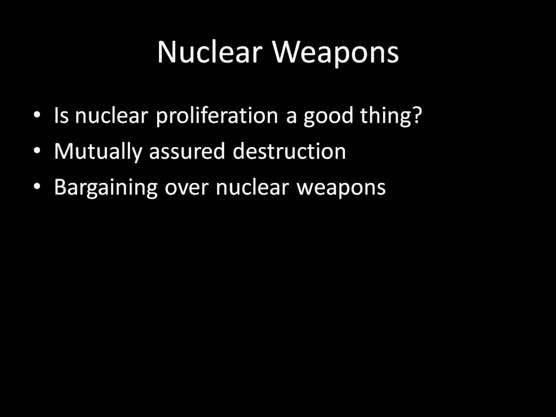We'll look at nuclear weapons. This is a big thing going on right now with Iran and North Korea. We'll ask ourselves, is nuclear proliferation actually a good thing? This is something that was debated heavily during the Cold War, but still continues to be an issue today. We'll talk about mutually assured destruction, which was a doctrine that was also big during the Cold War. And we'll go into depth about bargaining over nuclear weapons, because after all, that's what's going on right now between the United States and Israel and Iran, and also the United States and North Korea.